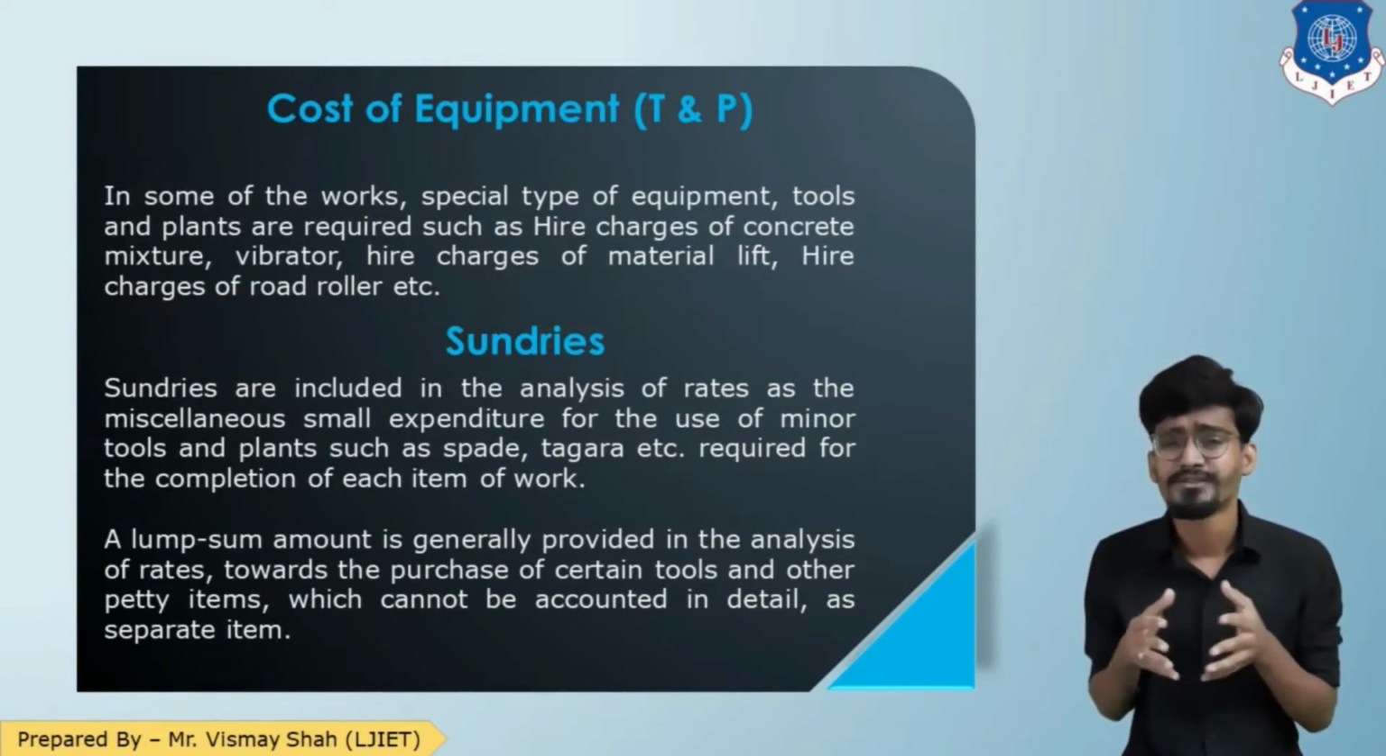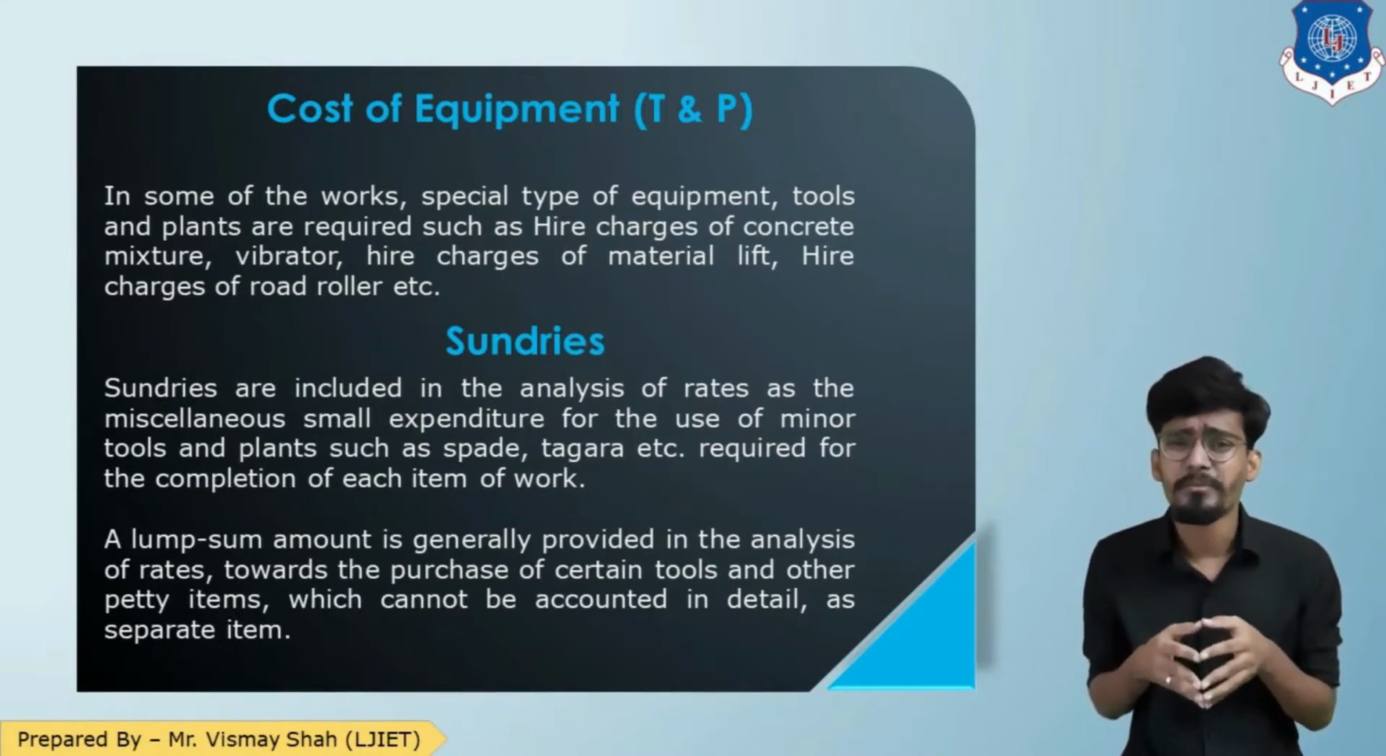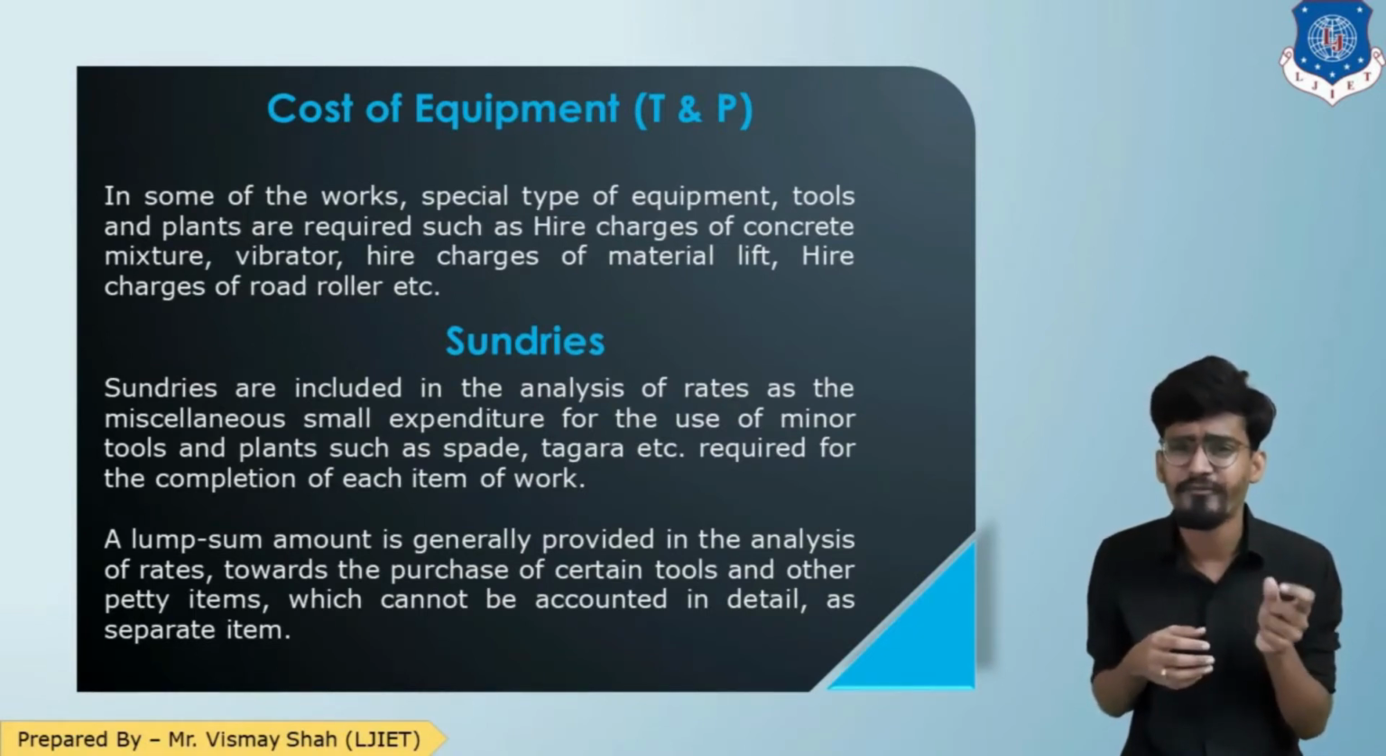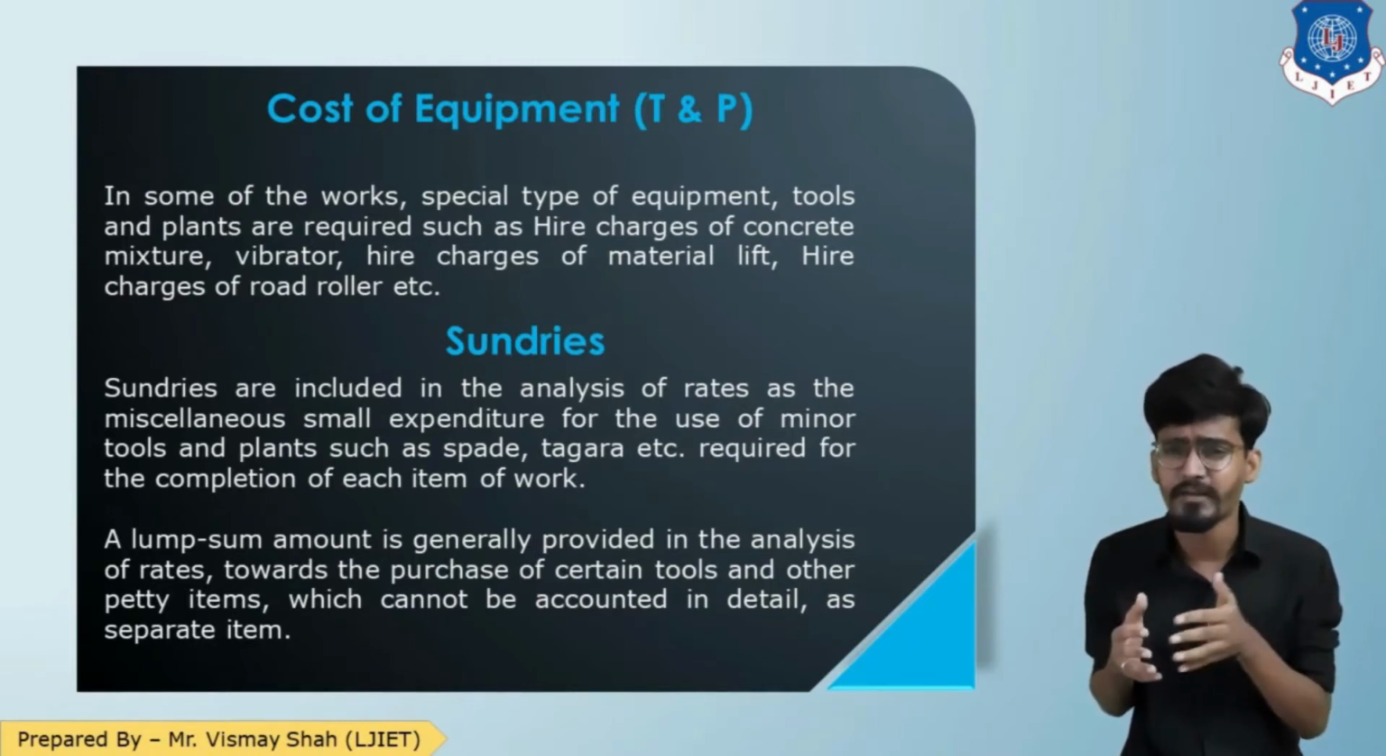Now in sundries, generally a lump sum amount is provided in the rate analysis, because they cannot be described under a particular head or as a separate item. Students, let me give you an example: if you are purchasing a tagara, that tagara is going to be used in a number of activities of the construction. So you cannot define it in a separate activity. So you need to take a lump sum amount for that tagara in each and every activity. For example, if a tagara costs 500 rupees, you can take 50 or 100 rupees lump sum in the different items of work in which the tagara is going to be used.